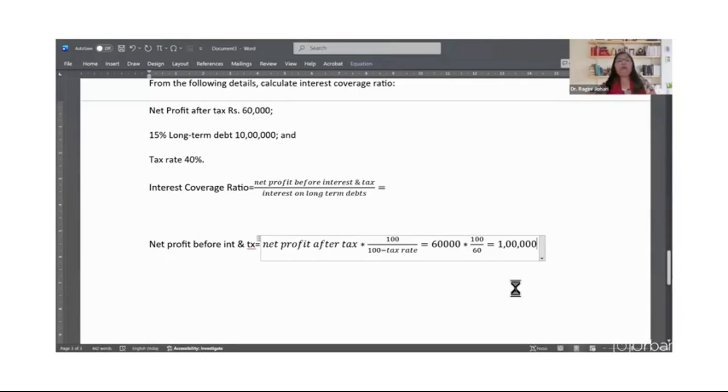But for this we need interest also. Interest also has to be calculated on long-term debts. Interest is 15% on long-term debt. So this is 15 upon 100 multiplied by 10 lakh. All right, so how much is the interest that we arrive at here? This interest is 1,50,000.